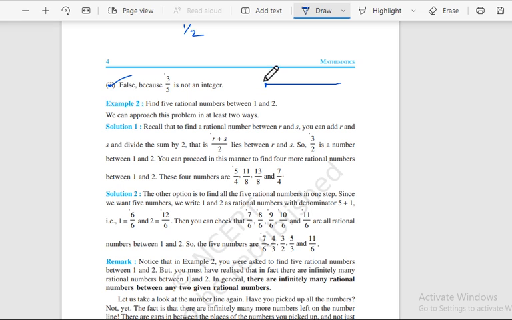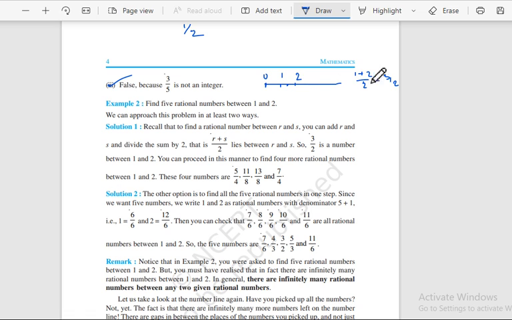So this is 0. Let us say this is 1, and this is 2. We have to find 5 rational numbers between 1 and 2. If we add 1 and 2 and divide by 2, we get a number between 1 and 2, at the middle of 1 and 2, because 1 means this much distance and 2 means this much distance. If we divide these two distances, we get the middle point. So this point will be 3 by 2.